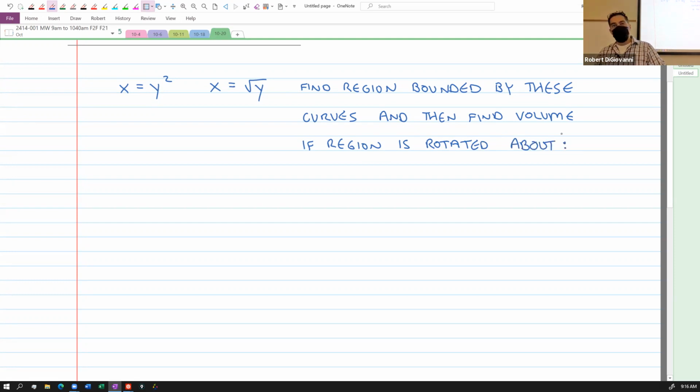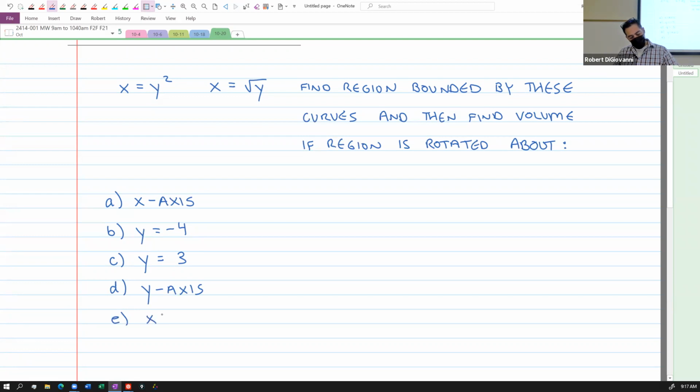and now I'm going to give you a bunch of scenarios. So here's the first thing I want. I want us to rotate it about the x-axis. Then I want to rotate it around y equals -4. Then I want to rotate around y equals 3. Then I want to rotate it around the y-axis. Then I want to rotate it around x equals 5. And then the last one, x equals -7.